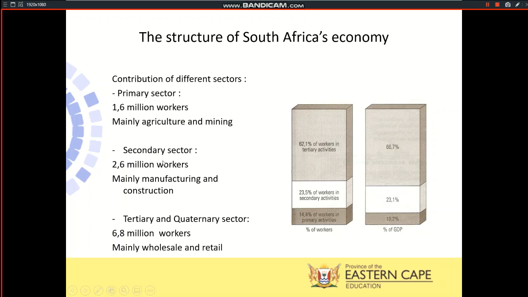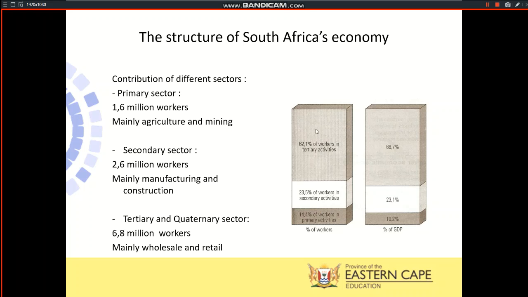Then we go to the secondary sector. Here we have more workers contributing to the GDP, and it's mainly 2.6 million. If we go once again, just look at the secondary sector, that's 2.6 million workers that contribute to the GDP, and it's mainly in manufacturing and construction. If you go to the graphs over here, it tells you 23.5% of workers are involved in the secondary sector, and they contribute 23.1%. Then the last one, tertiary and the quaternary sectors, 6.8 million workers, mainly wholesale and retail.